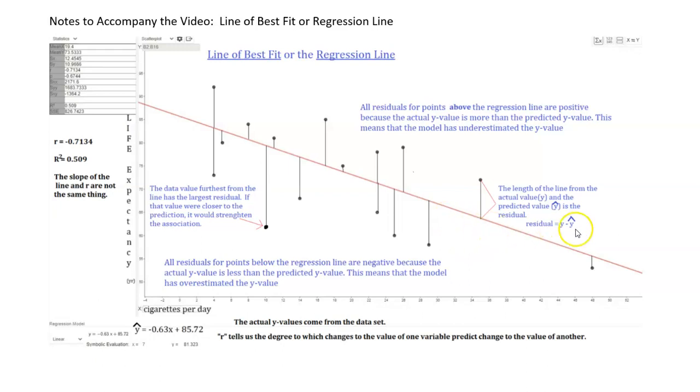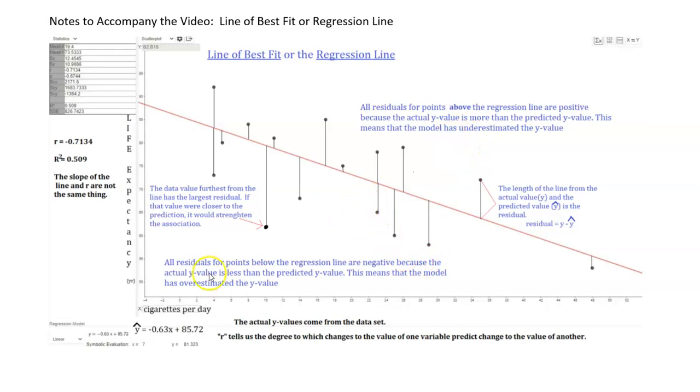So we know that if we have a residual point that's above the regression line, then all of these points have positive residuals. Because if you take a larger number and subtract a smaller number, you're going to get a positive, right? So that just means that for these points above the line, the model has underestimated the y value. So for instance, here it looks like the actual value is somewhere around 92.5, but if I drop down to the line, the predicted value is something like 84. So obviously they underestimated here. Anything above the line has a positive residual, and that value has been underestimated.